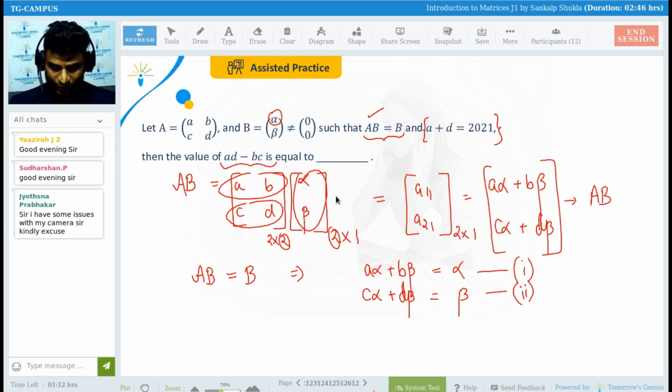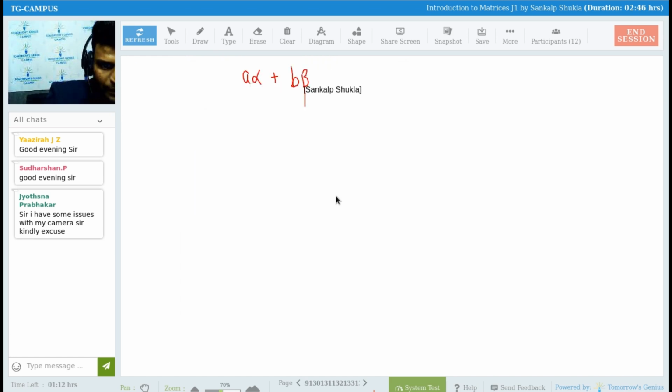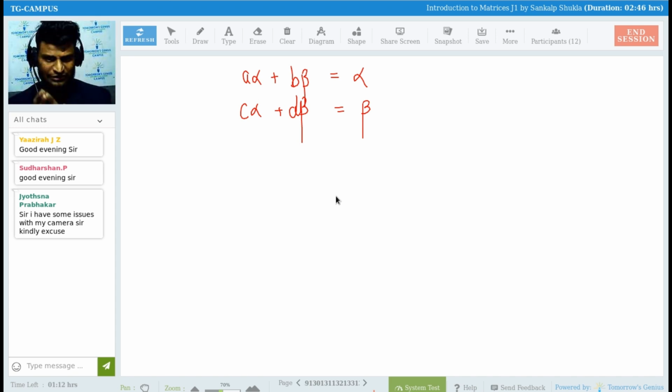Okay, see, look at the two equations very carefully. A alpha plus B beta is equal to alpha. I'll write this on a separate page. A alpha plus B beta is equal to alpha, and C alpha plus D beta is equal to beta. Okay, these were the two equations. So there is one relation. This is very common in maths.